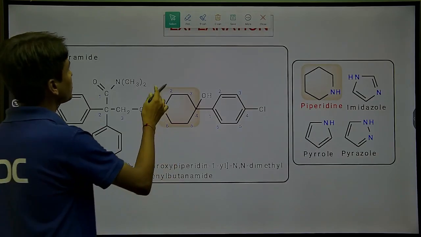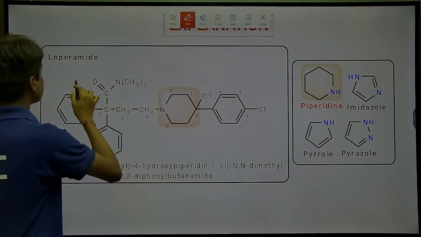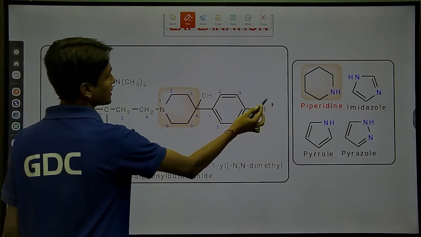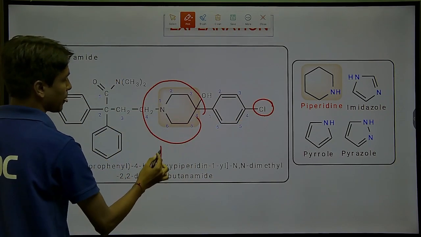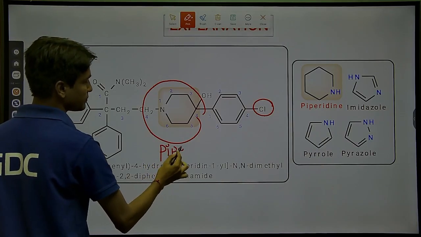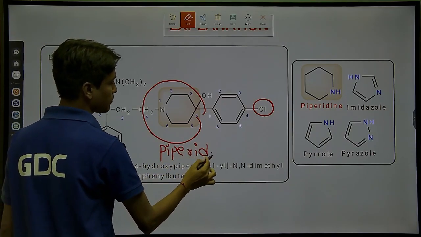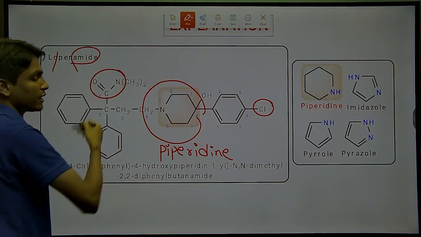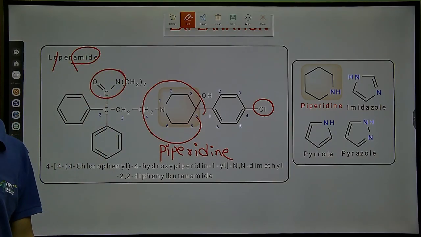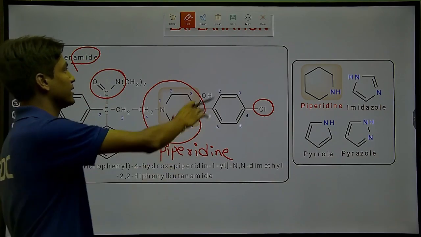If we observe the structure, chlorine is there. Next, 'per' nothing but piperidine. The piperidine moiety is there. Next, the amide group is there. So the amide group can be identified in the loperamide drug.